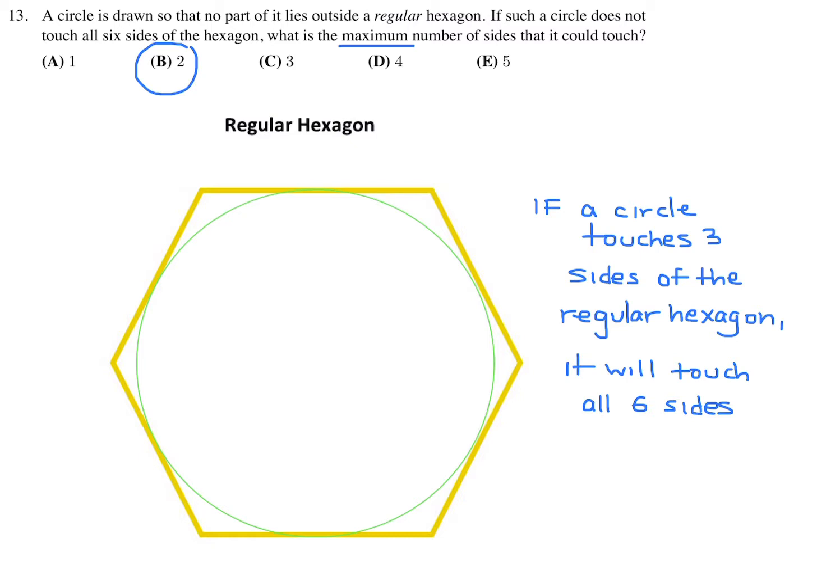Once you get to 3, it touches all 6 sides, and they tell you in the question that the circle does not touch all 6 sides. So the maximum we can get is 2. Number 13, the answer is B.